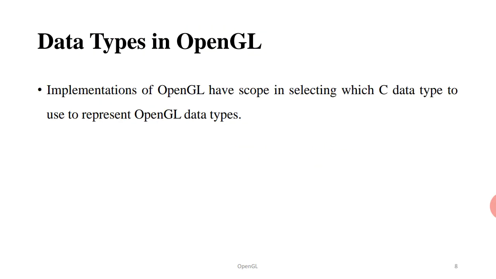Then implementations of OpenGL have scope in selecting which C data type to use to represent OpenGL data types as shown in the previous table.